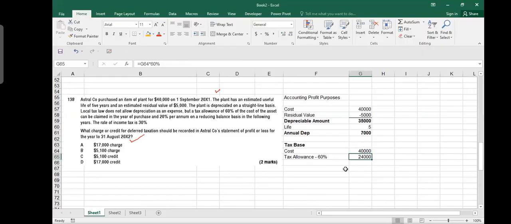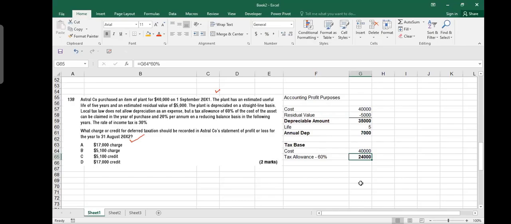So now you know that there is a difference in the amount. You've got 7,000 depreciation here. You've got 24,000 figure here. Now, it definitely is going to give rise to some deferred tax asset or deferred tax liability. Now, how much is that difference? And is it my asset? Is it my liability? Is it going to be a debit or a credit thing?